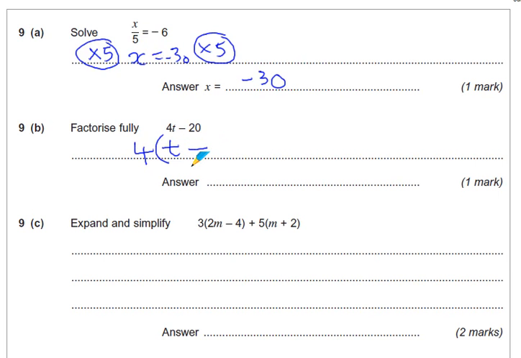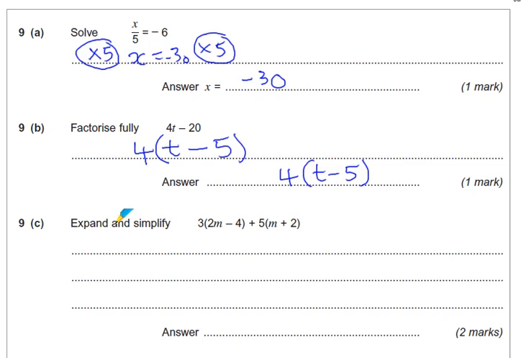Sorry, my sign in the middle is a negative. So 4 times by something to give me minus 20. 4 times by negative 5. There's my answer. I'll put it on my answer line. 4 brackets t subtract 5.